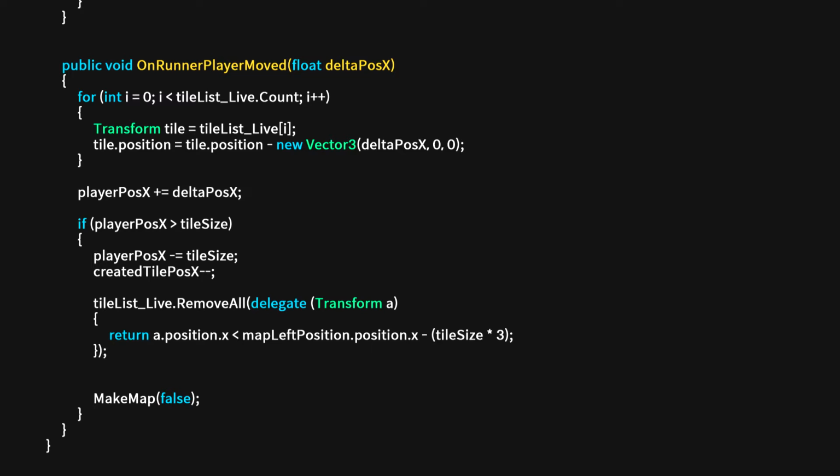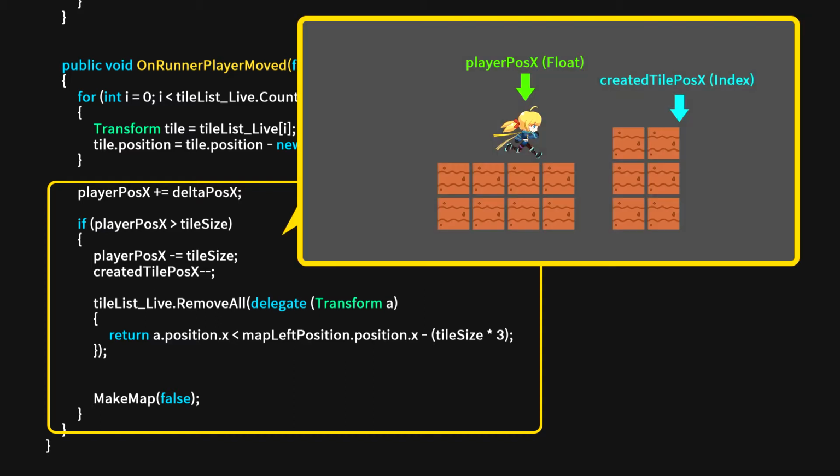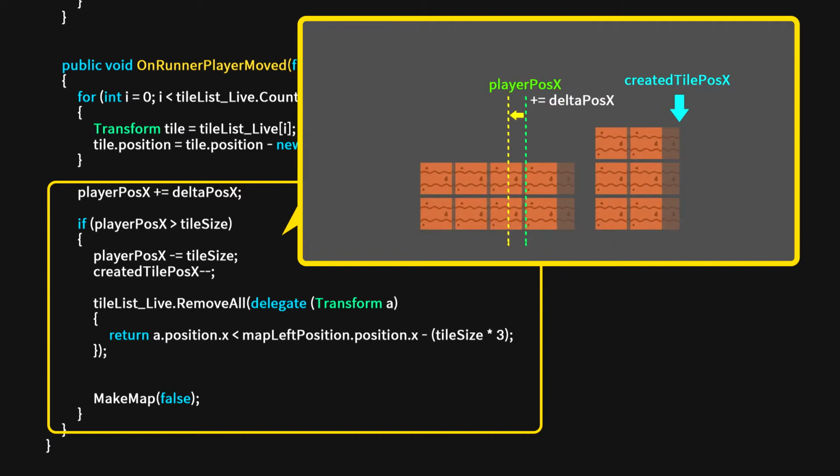Let's look at the process with the code below. First, add delta pose x to the player pose x variable. Player pose X is stored with accumulated delta pose X. And now, the x-axis index of the tile map, created tile pose X, is pointing to the end of the tile map. Player pose X is 0 when the character is not moving. Player pose X increases by delta pose X. Because the tile map moves backward, player pose X is equivalent to moving forward relatively.